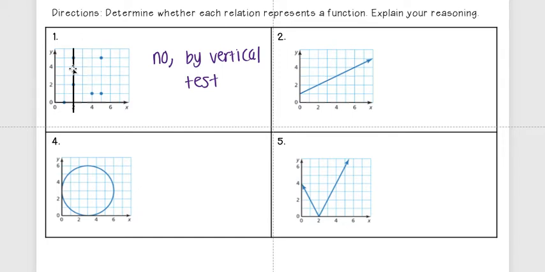Okay, let's try the next one. So I'm going to bring my vertical line, and for you guys, you can go ahead and use your pencil. A pencil is a great vertical line to use. You can put it against your screen. And so when I bring my vertical line all the way through this graph, I see it always just passes through 1 point. So my answer here is going to be yes, by the vertical line test.